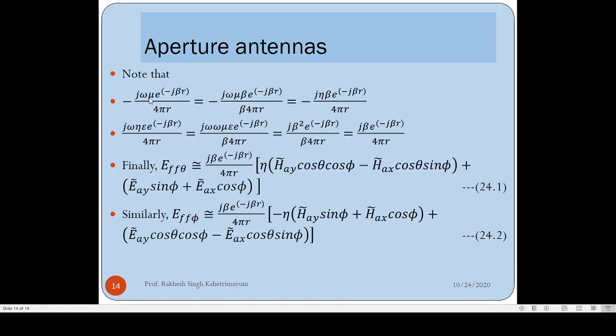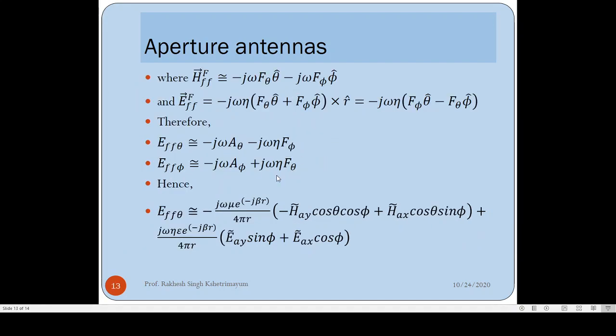What you have is omega mu exponential minus j beta r by 4 pi r. You multiply by beta in the numerator and denominator. Then what do you have? What is omega mu by beta? Omega mu by beta is eta. So the expression you have is j eta beta exponential minus j beta r by 4 pi r. So this term can be simplified like that.